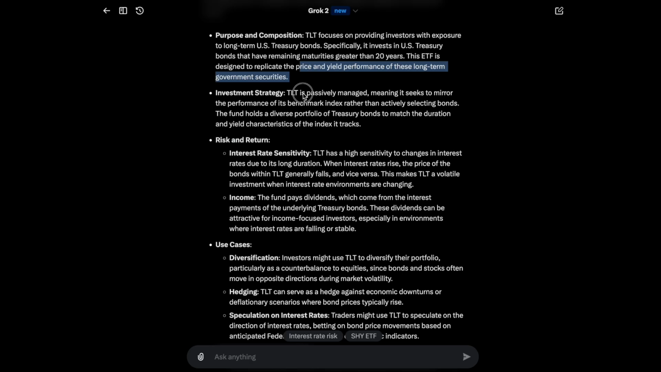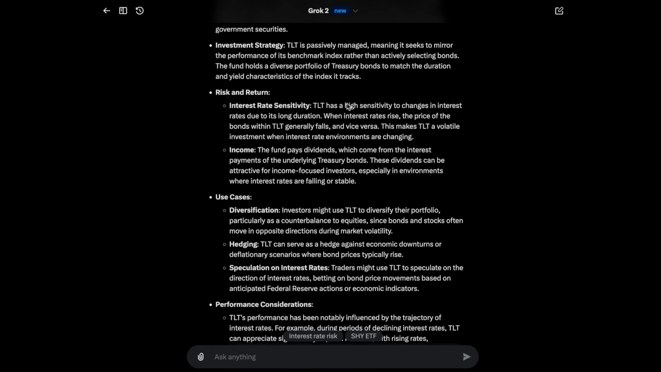Now, what's the investment strategy? It's passively managed, and that's why you'll see later on in the video the expense ratio is so low. It's 0.15%. So you get that protection for a low expense ratio. What's the risk and what's the return on this? It's interest rate sensitive, and you will see when we look at the charts because it has sold off. It has a high sensitivity to changes in interest rates, with interest rates currently in 2024 and 2025 going up. The price for TLT is generally falling, and you will see that here.